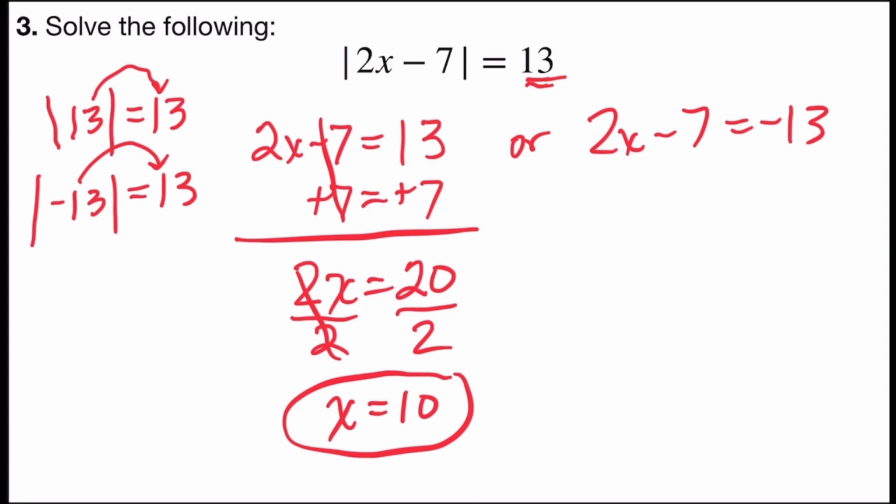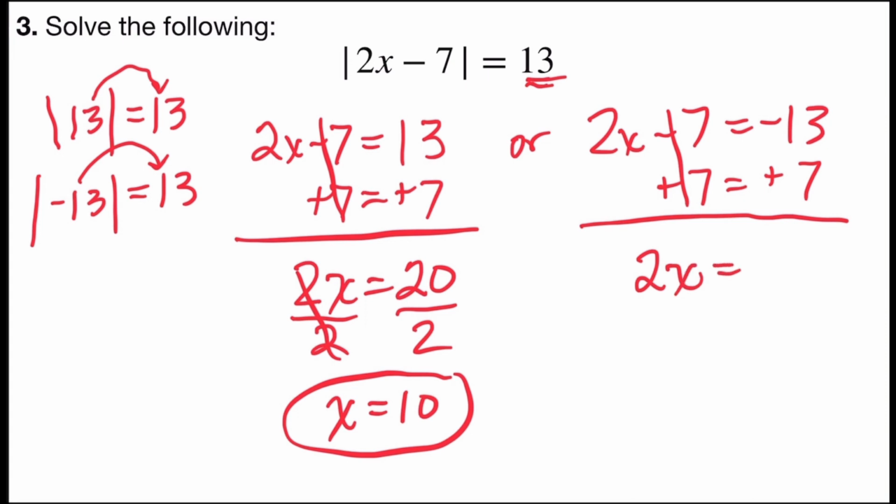In the second case, I'm going to follow the similar procedure. I'm going to add 7 to both sides in order to isolate the variable. Negative 7 plus 7 is 0. 0 plus 2x is 2x. And here I have negative 13 plus 7, which will give me negative 6.